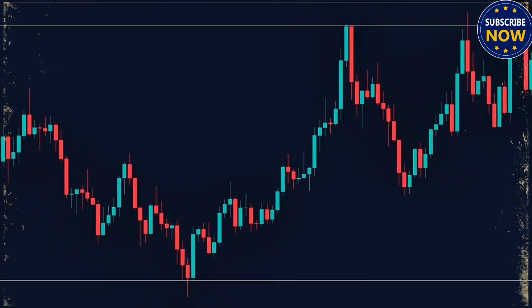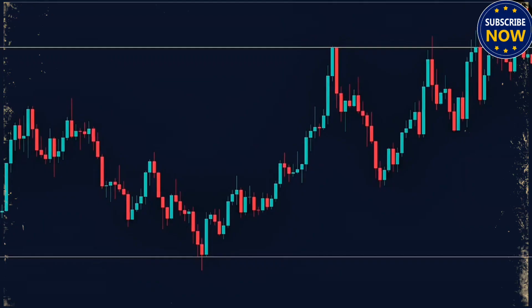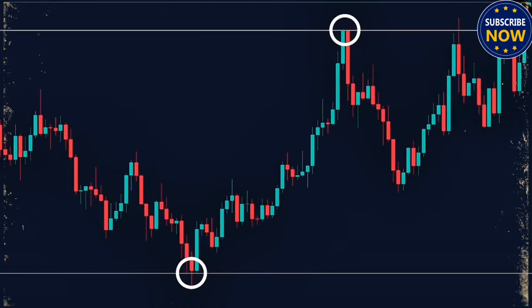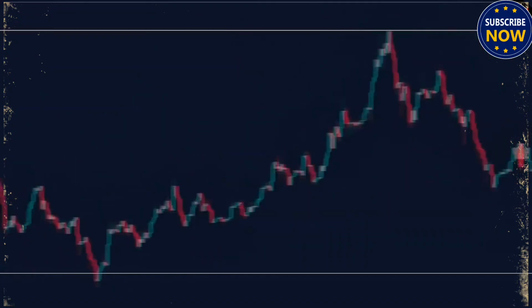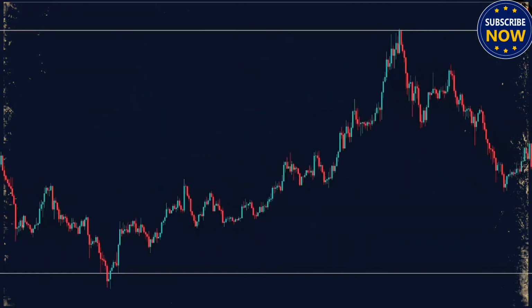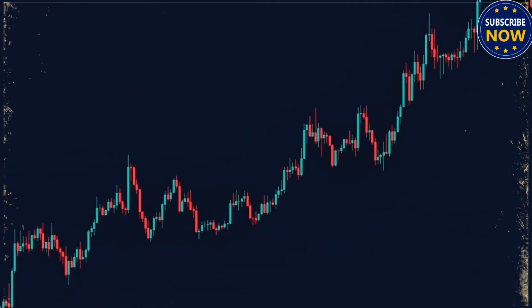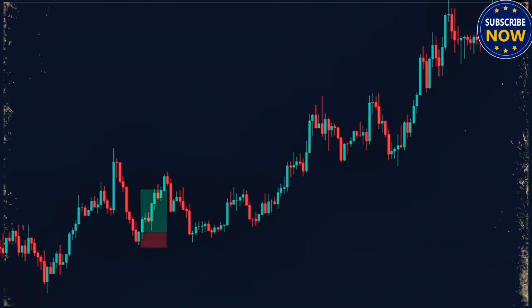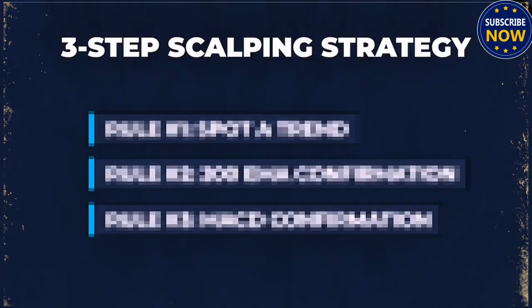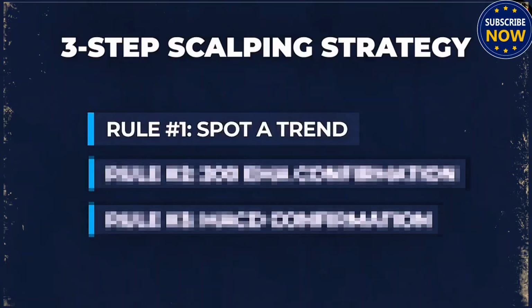A common mistake I see among beginner traders is trying to catch the exact top or bottom of every move. Sure, it feels great when it works, but you don't need to catch the whole move to make money in trading. In this strategy, our goal is simple: capture small, consistent pieces of a trend. And it all starts with rule number 1, which is to determine if the market is trending.